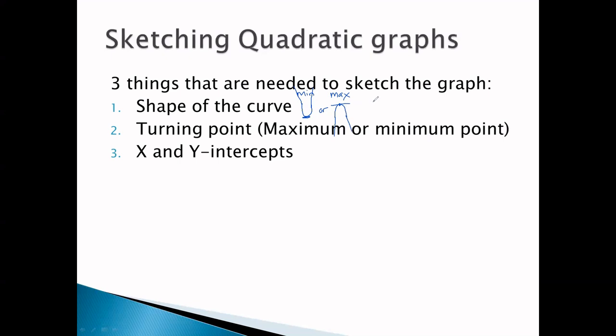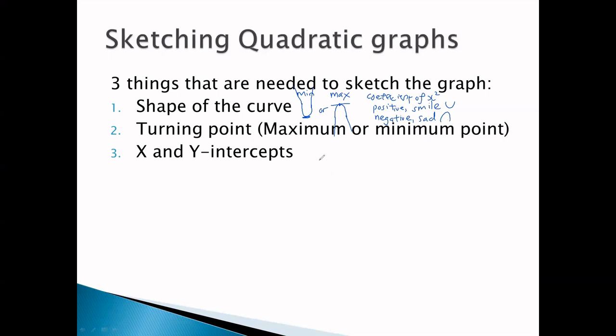Now, how do I know whether it's a minimum curve or a maximum curve? Simple. You look at the coefficient of x squared. Okay, if it is positive, I smile. If it is negative, I'm sad. So it's very easy to remember. If the coefficient of x squared is positive, I smile. If the coefficient of x squared is negative, I'm sad.